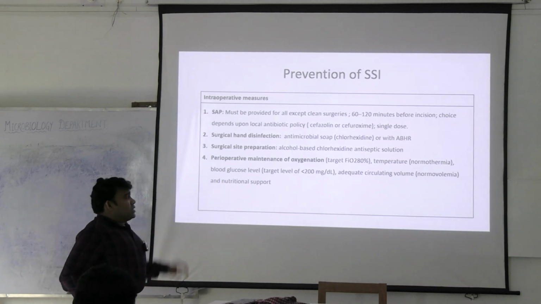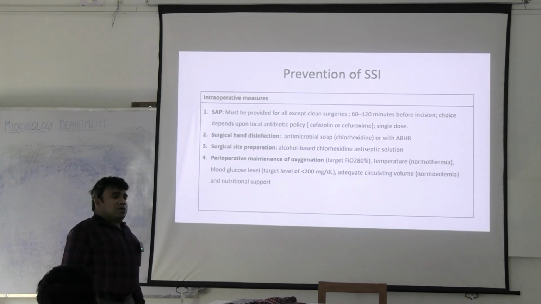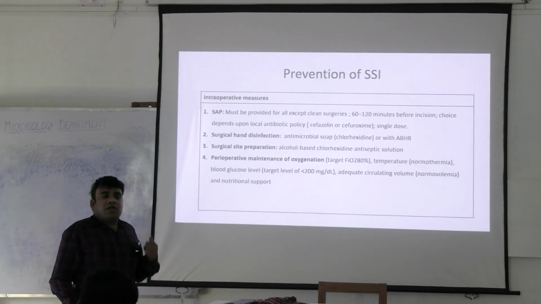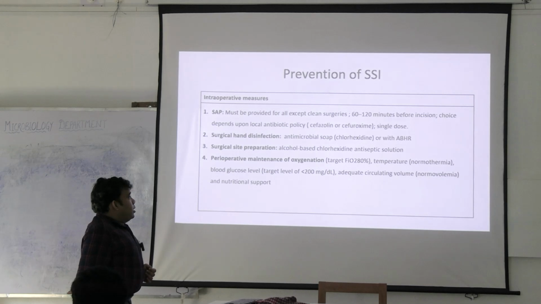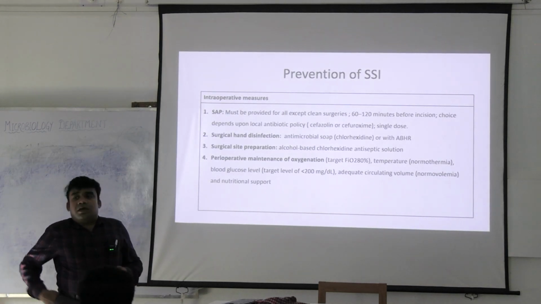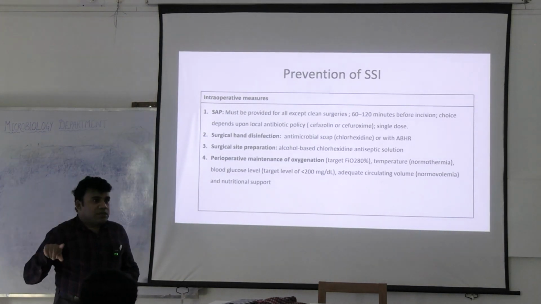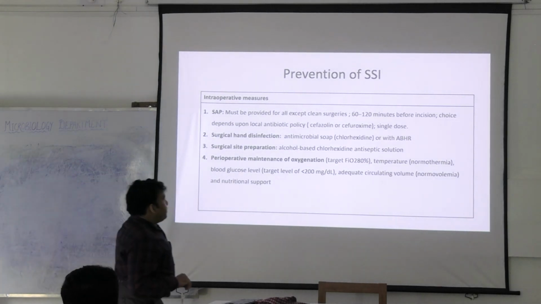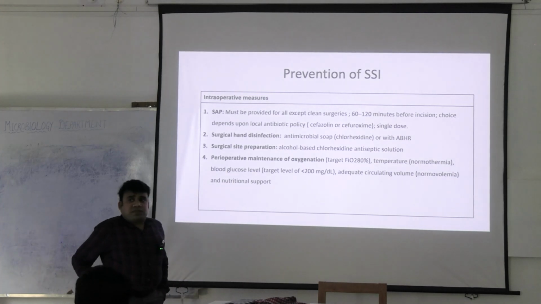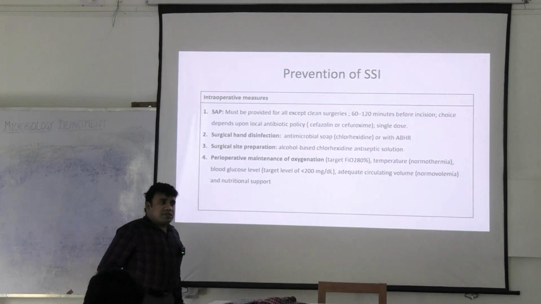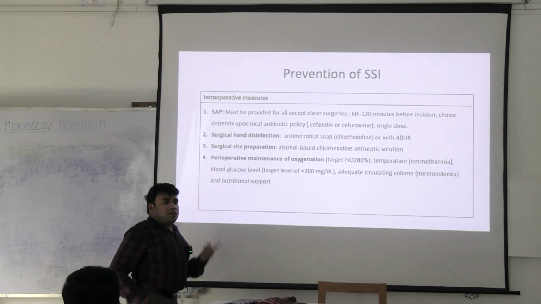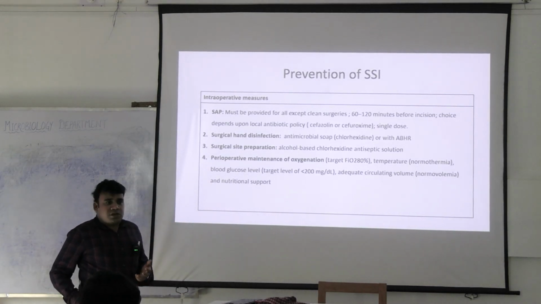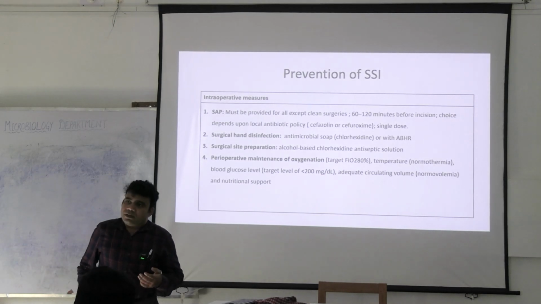Next important is surgical hand disinfection of all the healthcare workers involved in the surgical process. Surgical site preparation: site means incision site. That incision site should be prepared with the use of chlorhexidine. Various other factors I have already told you regarding the patient related factors, that is the level of oxygenation, temperature regulation of the patient, glucose regulation, and hydration level. These should be maintained throughout the surgery.